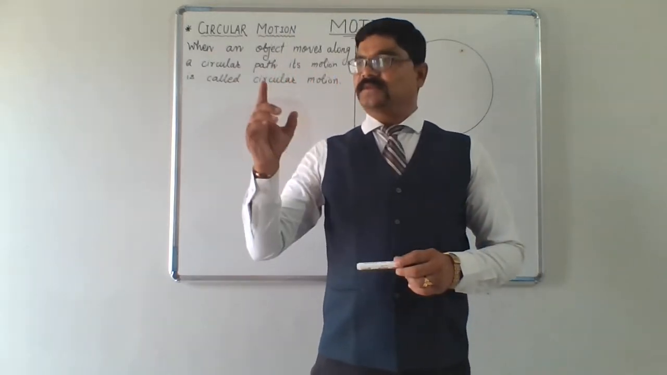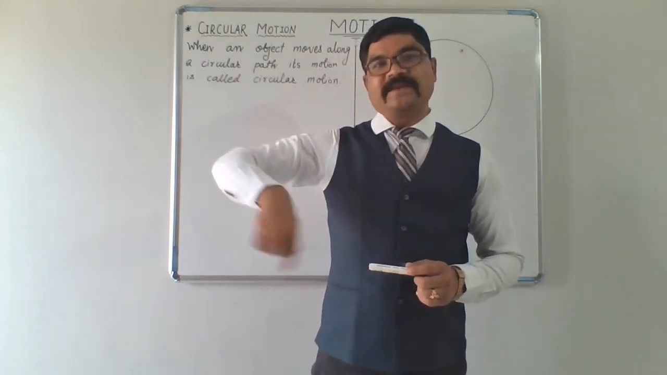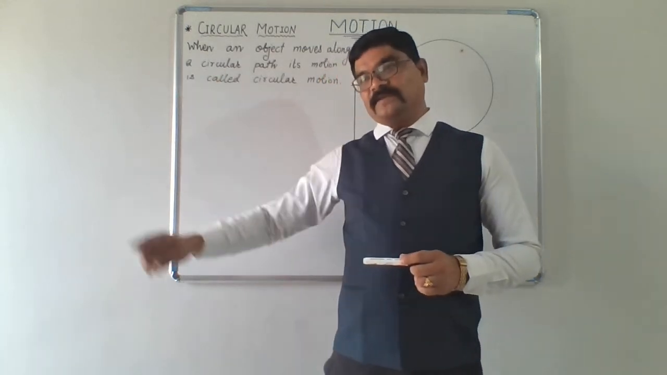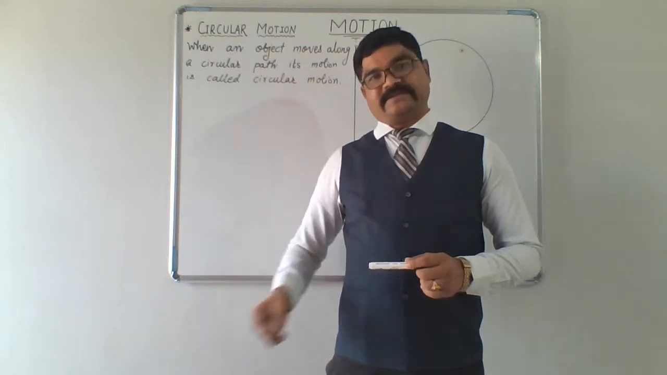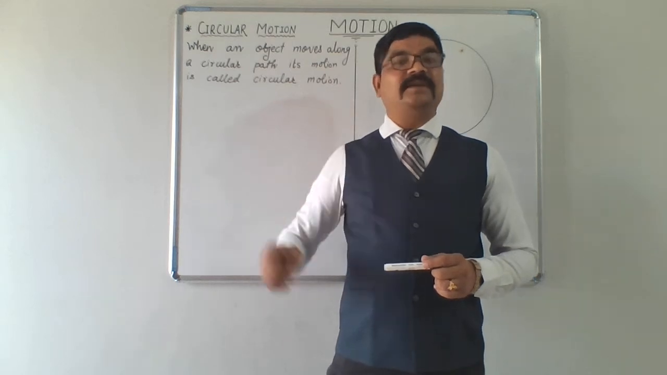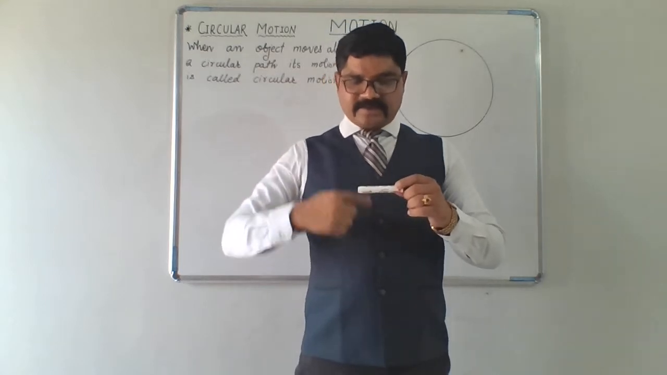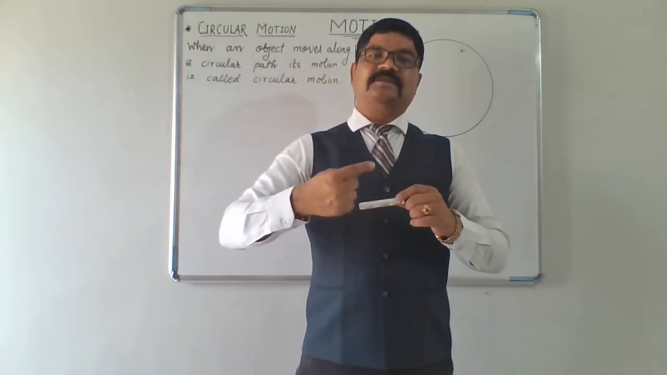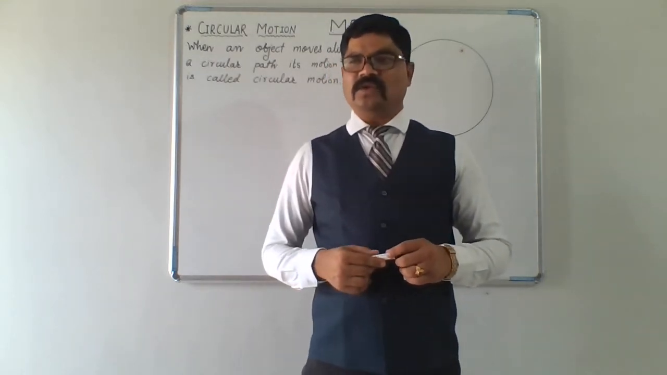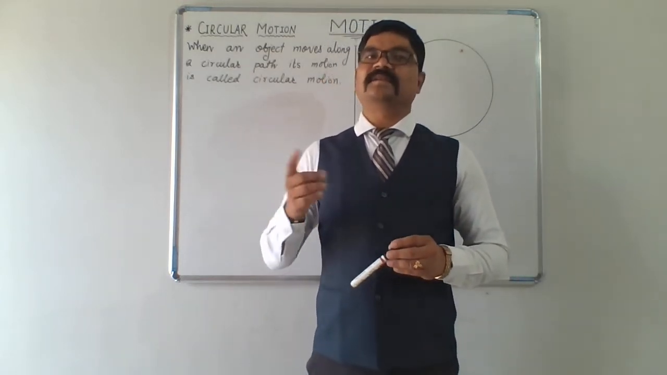As I said, the rotation of the fan, rotation of a spinning top, the revolution of the earth about the sun, revolution of the moon around the earth, even the revolution of the electrons about the nucleus, they are also in circular motion. So various objects, several things, they are in circular motion.